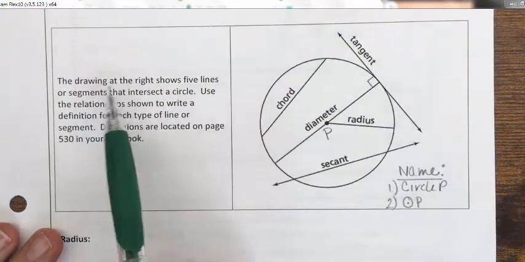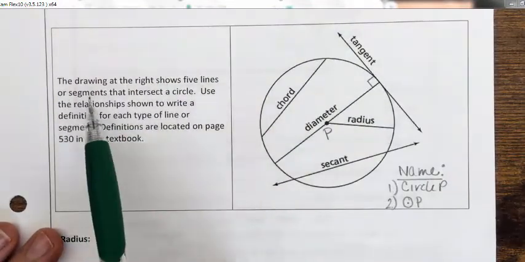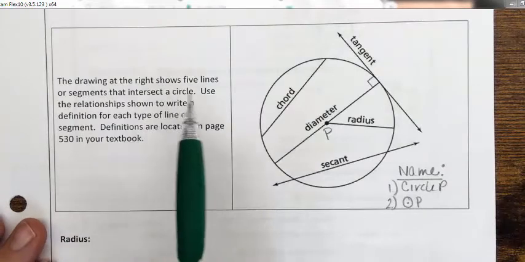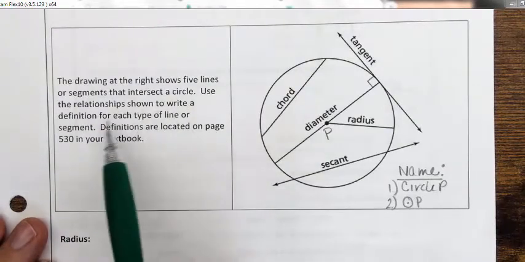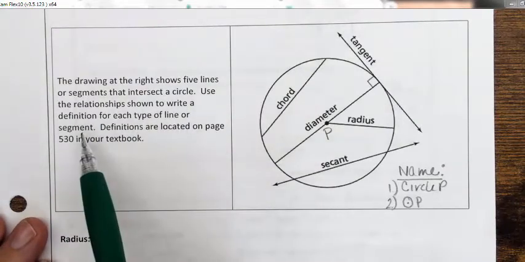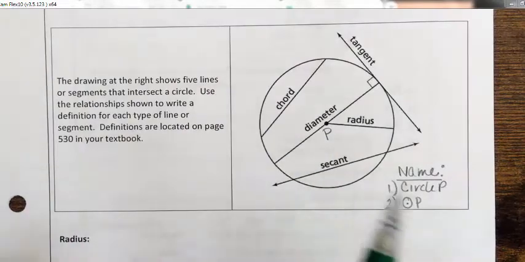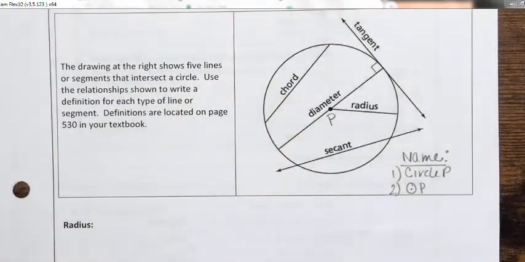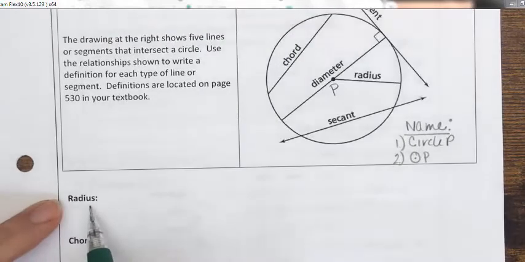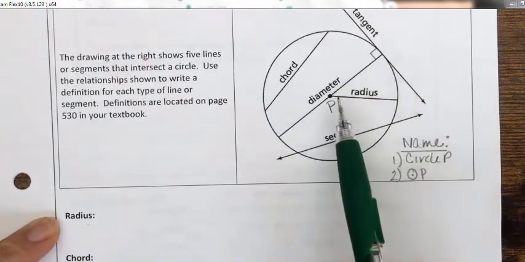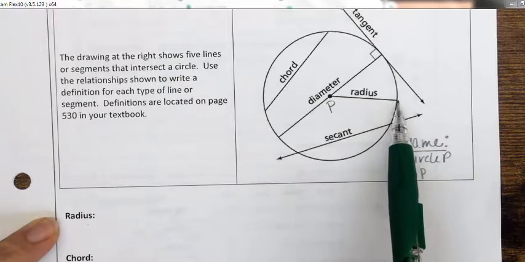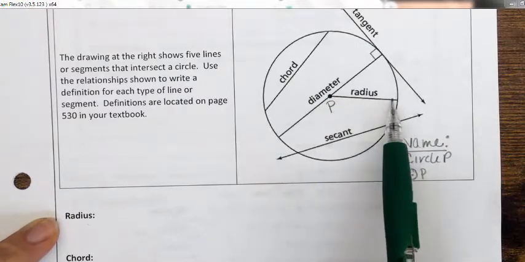All right, the drawing at the right shows 5 lines or segments that intersect a circle. Use the relationship shown to write a definition for each type of line or segment. The definitions are located on page 530 in your textbook, which I already have open, and you might want to open your textbook as well. So let's look at each of these lines or segments. We'll start with the first one here, which is radius. If I look at the radius, what can you tell me about it? What's a way to describe this?